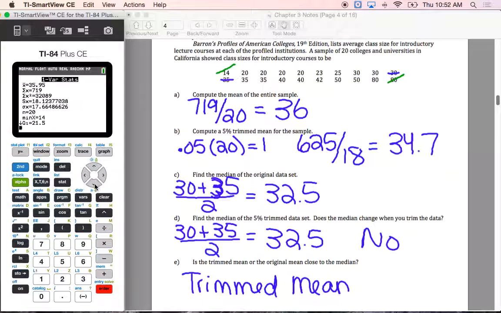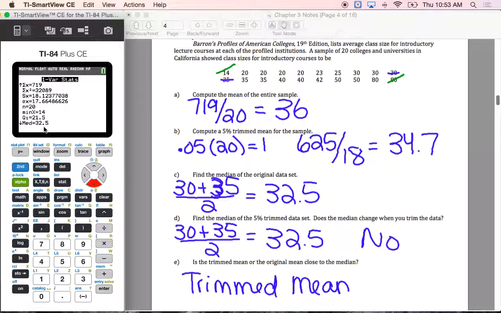Then you're going to have to go down and use your arrow key. If you go down 1, you see median. It says MED 32.5. That is your median of your data, which is what we found. So this list will give us other things, too, that we're going to learn in 3.2 and 3.3. But the main thing right now is it gives you your mean and it gives you your median.